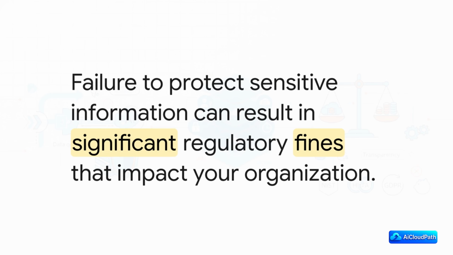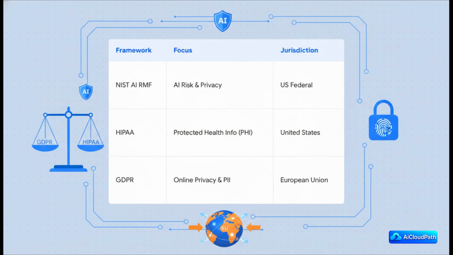So why should you care so much about all this? Well, because failing to protect this data isn't just a bad look. It can lead to absolutely massive regulatory fines. We're talking about penalties that can seriously hurt an entire organization. So what are these rulebooks we have to follow? Well, a few of the big ones you'll hear about are NIST, which is for U.S. federal systems, and HIPAA, which is all about that health information. And then over in Europe, the big one is GDPR. It protects the privacy of EU citizens, but its rules can apply to companies all over the world.